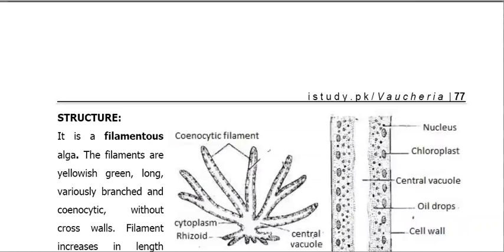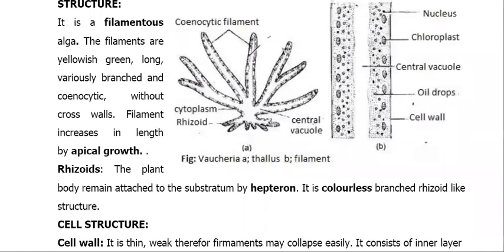The structure of Vaucheria: it is a filamentous alga. This is the singular, algae is the plural. The filaments are yellowish green, long, mostly branched and siphonaceous without cross walls. The filament increases in length by apical growth. This is the filamentous structure of Vaucheria. This is also a structure of Vaucheria.